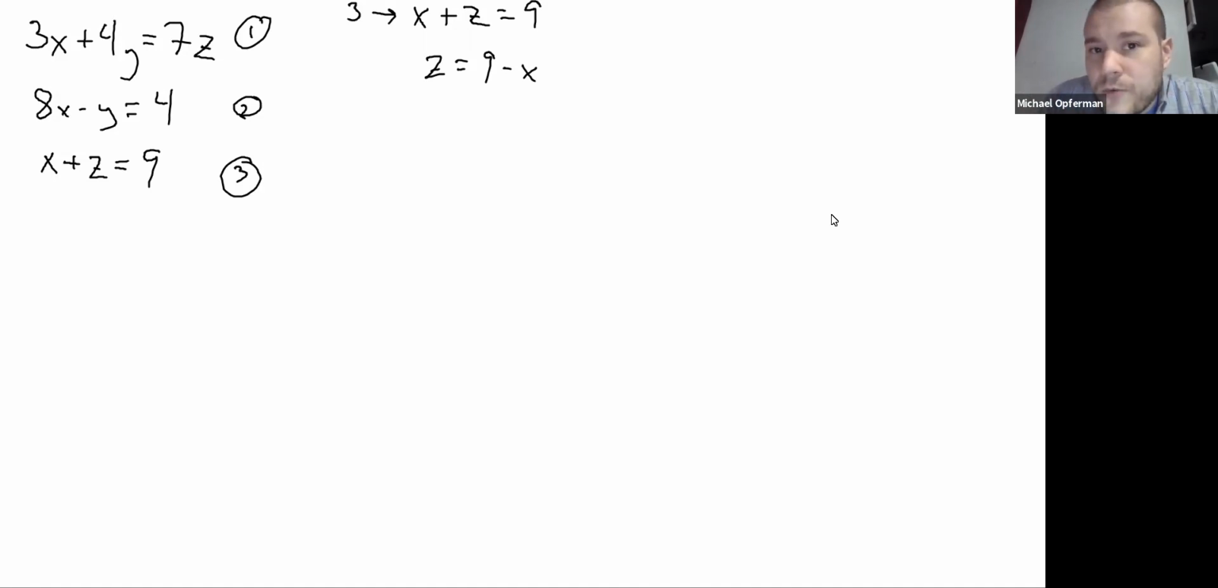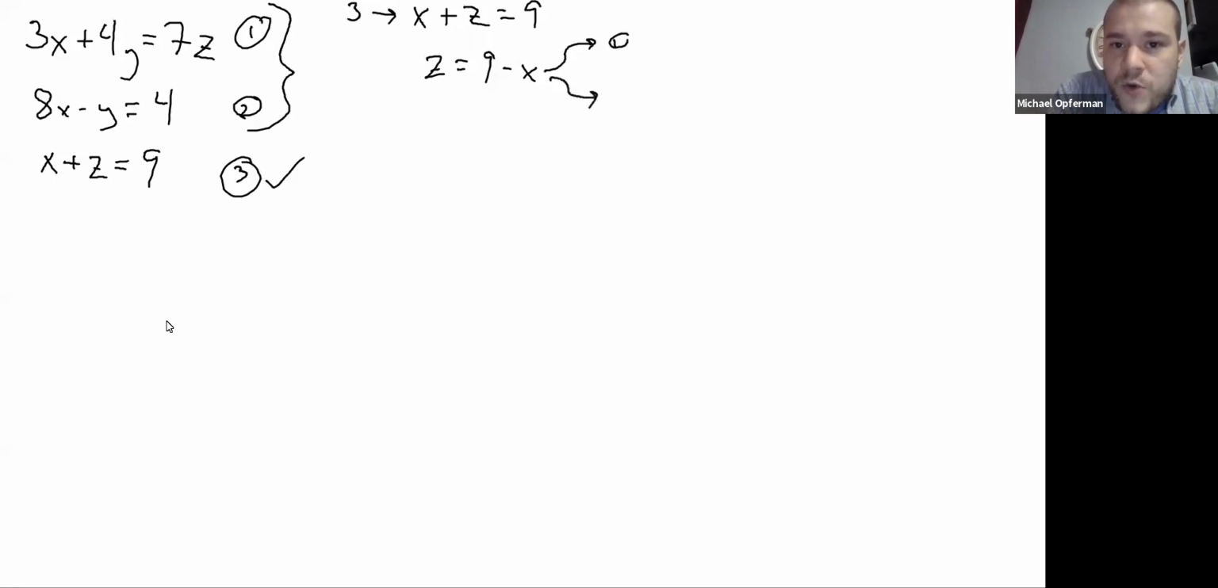The next thing I do, now that I've solved for one of the variables, is this: equation number 3 has already been used. That leaves me with two equations that I haven't used yet. So take the two equations that you haven't used yet and plug this result in. So I'm going to plug it in to equation 1, and I'm also going to plug it in to equation 2 and get rid of all the z's in all the equations.